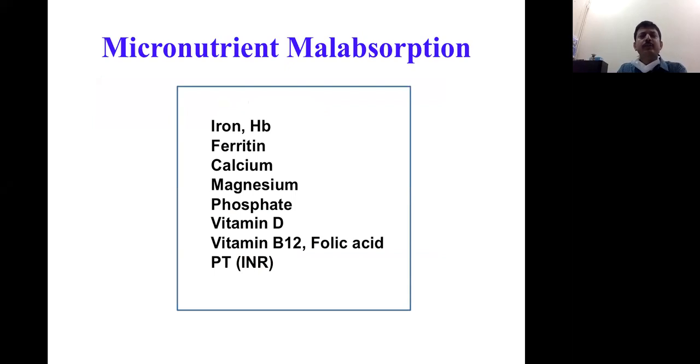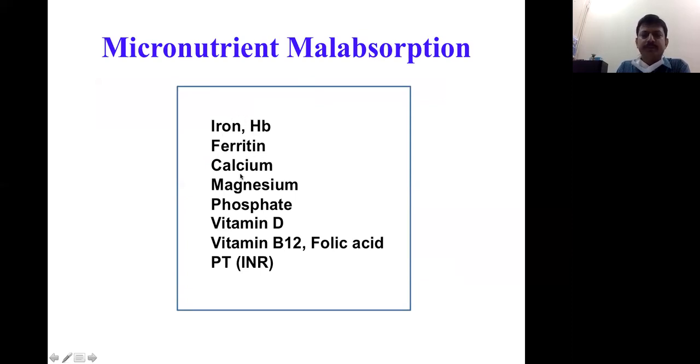Moving on to the micronutrients. Now these are really simple blood tests which you just send to the lab, and therefore these are commonly done. They should be done in all the patients where we suspect malabsorption. So this includes iron, hemoglobin, ferritin, calcium, magnesium, phosphate, vitamin D, B12, and prothrombin time, which reflects vitamin K function. So these tests are very easy to order, and they should be done in all patients where you suspect malabsorption.